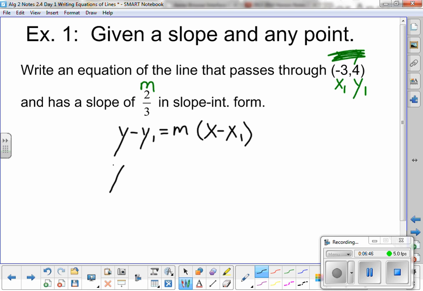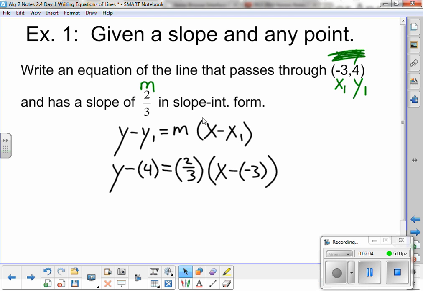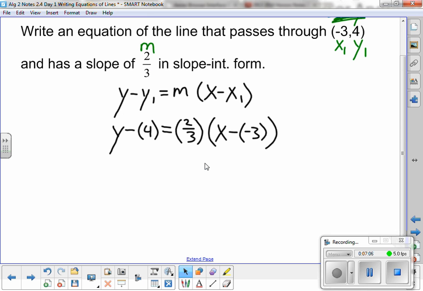So y stays the same, minus y1 is a 4. I'm going to go ahead and put parentheses so you can see that we actually plugged it in. Your m is a 2/3, so that got plugged in, 2/3 times x minus, and your x1 is a negative 3. Okay? So a little bit messy, but the reason why I did this was because I wanted you guys to explicitly see the parts that I was plugging in, which was this 4, this 2/3, and this negative 3. I guess I could have just put it in a different color.